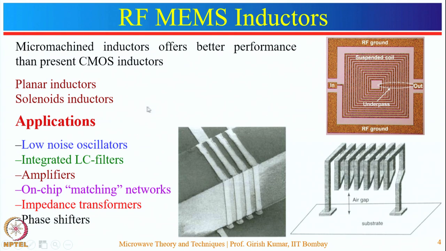The losses will be there in these type of inductors due to the substrate that is used to make the core. These losses can be reduced by using an air core based inductor, which is shown over here. Here the air gap between the substrate and the metallic strips reduces the stray capacitance.